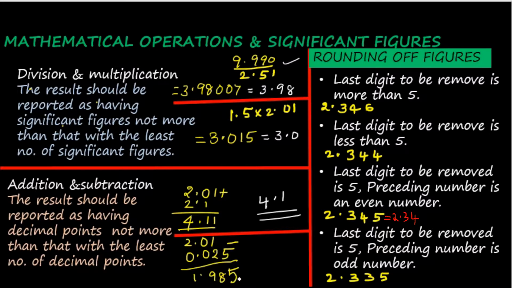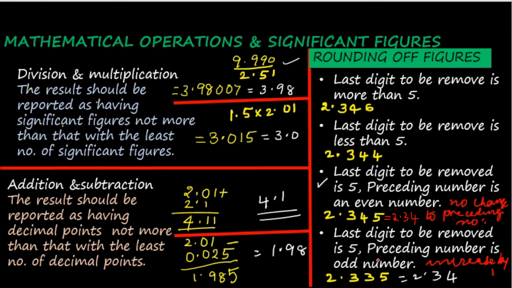If the last number to be dropped is 5, there is a rule to be followed. We are rounding off the figure. The rules are mentioned here. This particular rule has to be taken into account. Last digit to be removed is 5. The preceding number is an even number, 8. Then no change in the preceding number. So the answer will be 1.98. 5 is dropped. No change is done here. The last digit to be removed is 5. The preceding number is an odd number. Then increase by 1. So 2.33, 5 becomes 2.34.